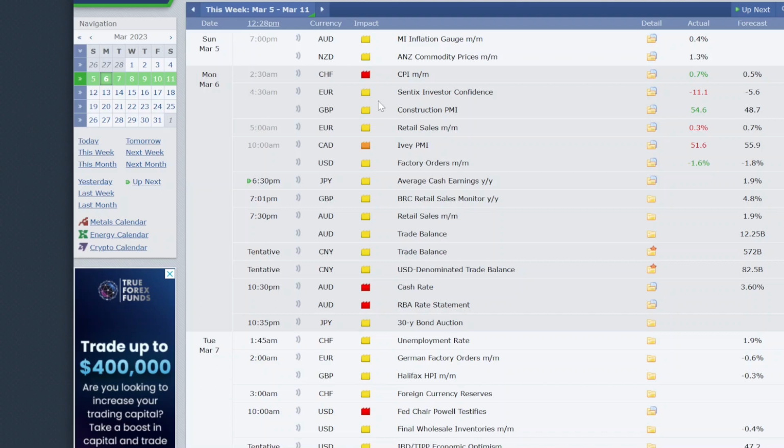So how we do that is you look at the currency side, and let's say here you have the Aussie dollar, and at 10:30 it has a red folder. So any pair that crosses with the Aussie dollar around 10:30, you should expect high volatility.